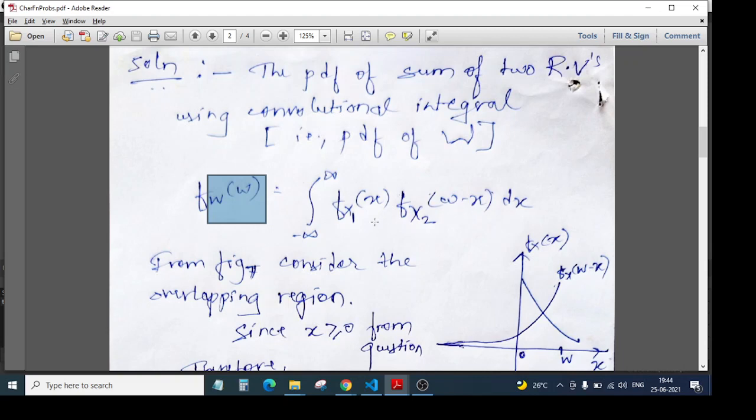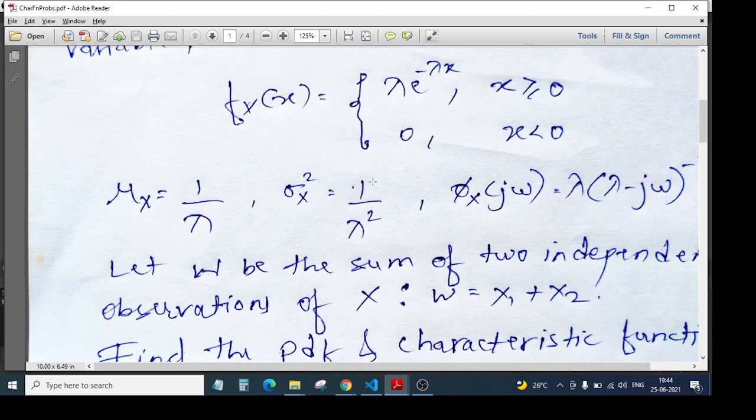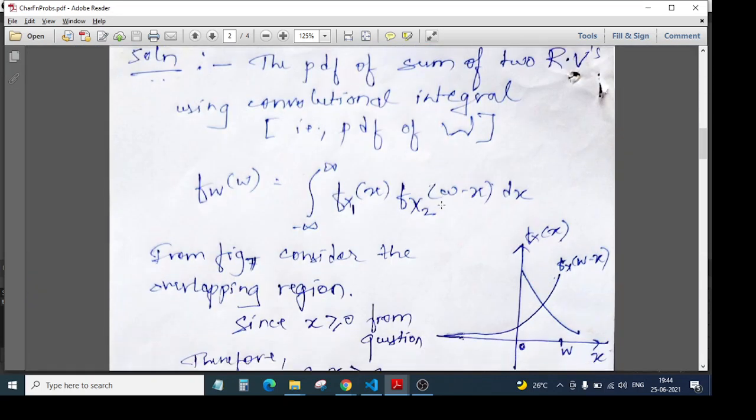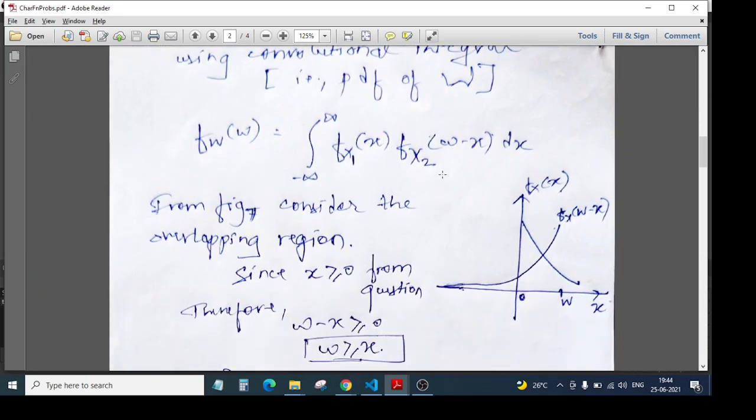Now, what is our x? Our x is an exponential random variable. See here friends, and what type of exponential random variable is it? It is a decaying exponential random variable. You can see a negative sign here. This negative sign tells us that it is a decaying function. When you plot this function, please observe in the right hand corner, you can see that it is a decaying exponential function.